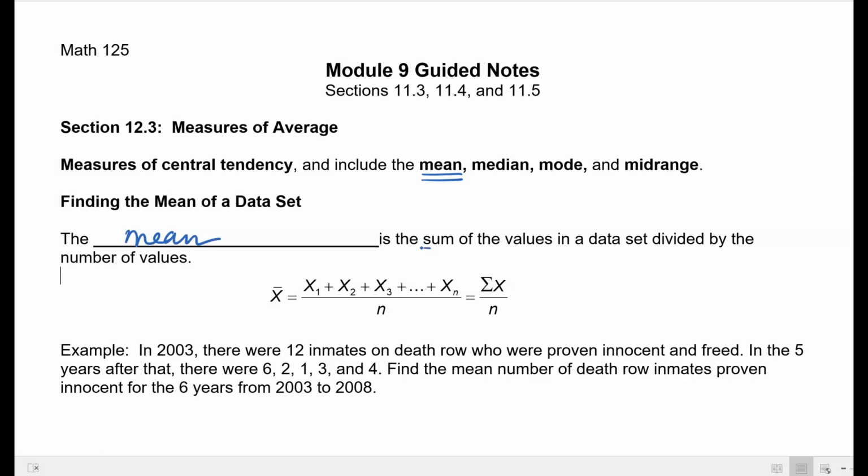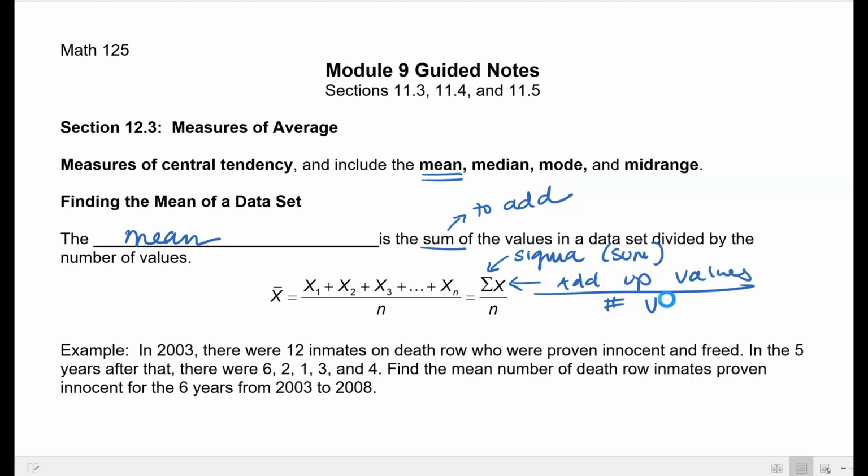And the mean is just the sum, which just means to add, the sum of the values in a data set divided by the number of values. This symbol here is called sigma, and it just means sum. So this top part means add up all the values and divide by the number of values. If the way this is written math-wise doesn't make sense to you, then you don't have to write it like this. You can just think of it as add up all the values divided by the total number of values.